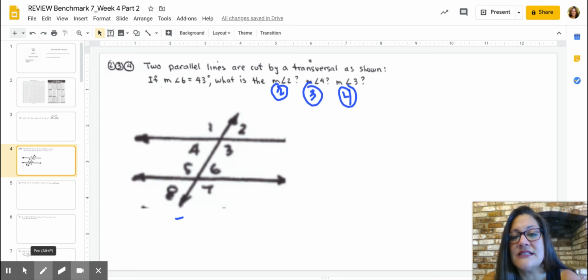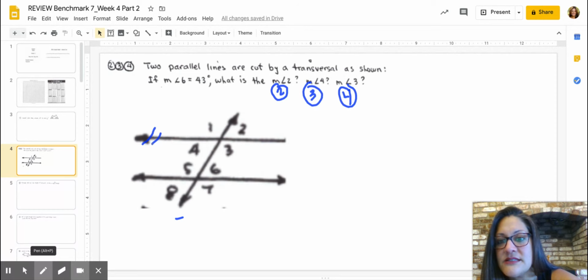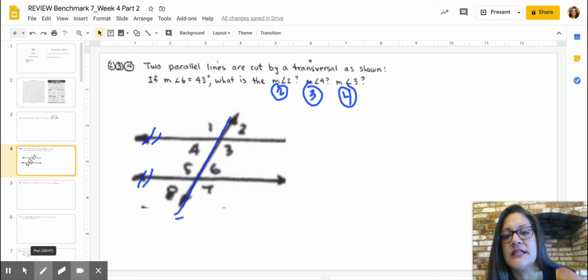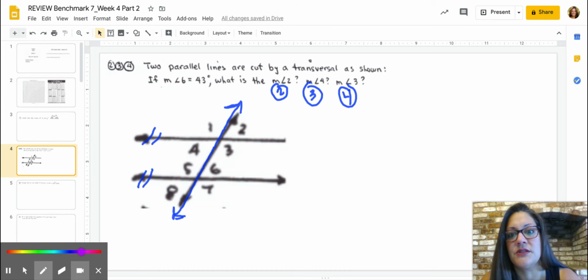It says two parallel lines are cut by a transversal as shown. So here are our two parallel lines. These are parallel. And parallel lines go on forever and they never intersect. That's what makes them parallel. And that gives them a special relationship with this transversal line. So let's see what we are looking at.